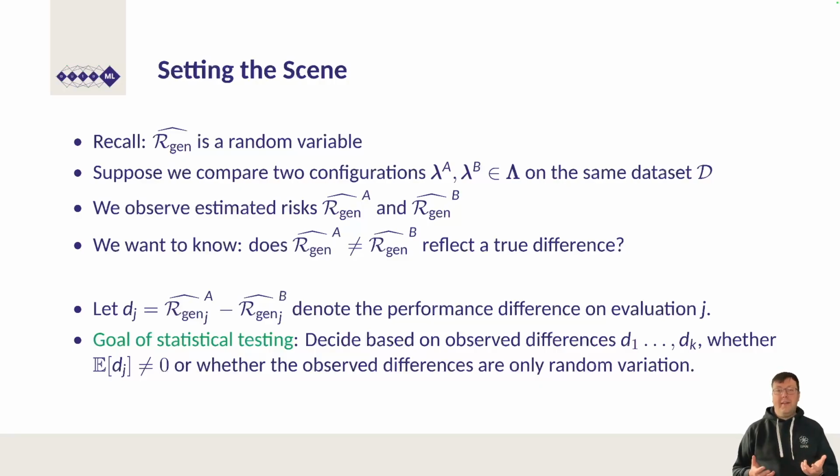The goal of statistical testing is then precisely stated. Given observed differences d_1 to d_k, we want to decide whether the expected difference is zero, meaning any observed gap is just noise, or whether it is actually non-zero, meaning one configuration is truly better than the other in expectation.